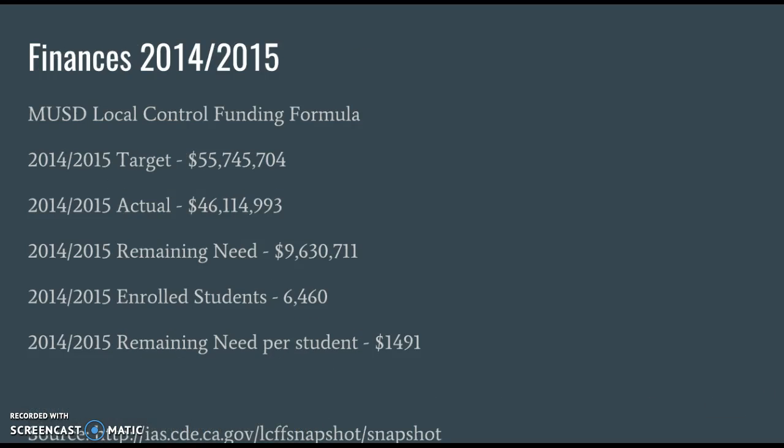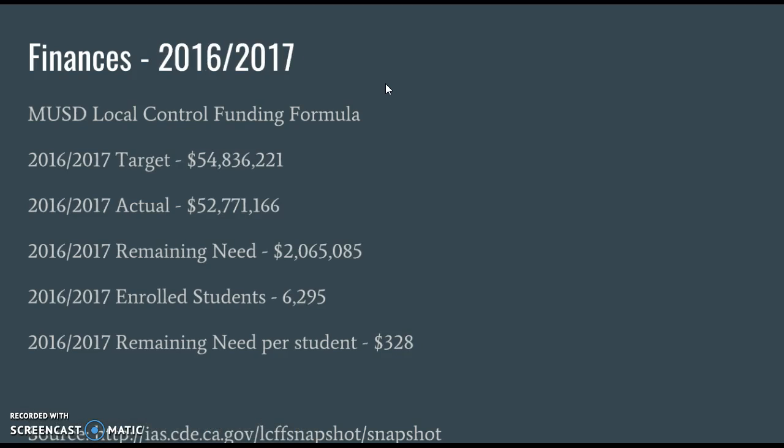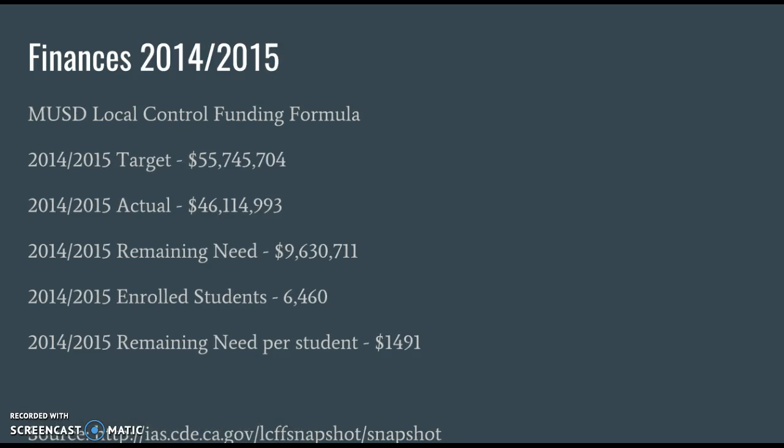I enjoyed this. I found this local control funding formula, and I was able to get 3 years worth of finances. So I got 2014-15, 15-16, and 16-17. And you'll see that these numbers change a lot. So in 2014-15, there was this target number, which is however they decide how much money we need. This is how much money they actually got. This was their actual funding. And if you subtract the one from the other, you get a remaining need.